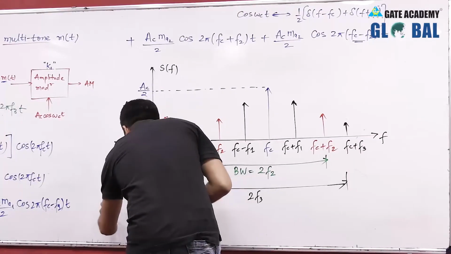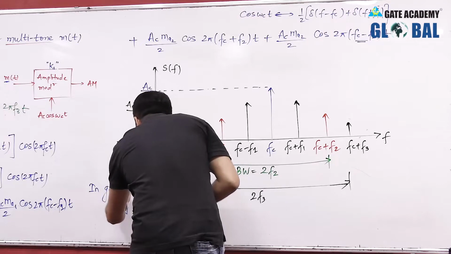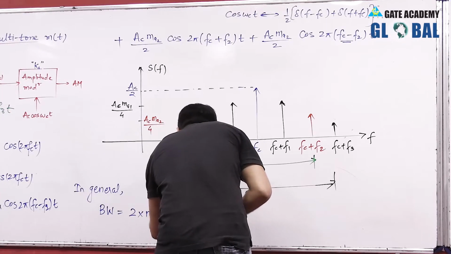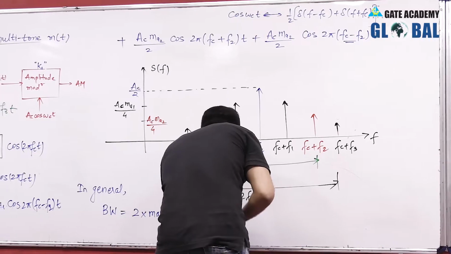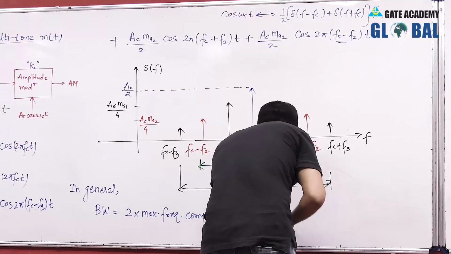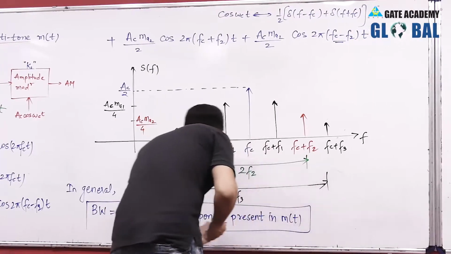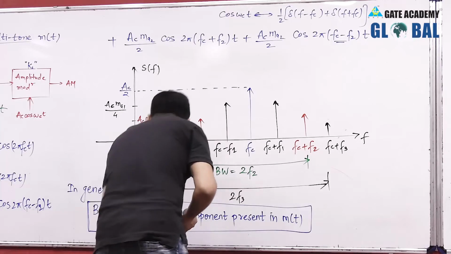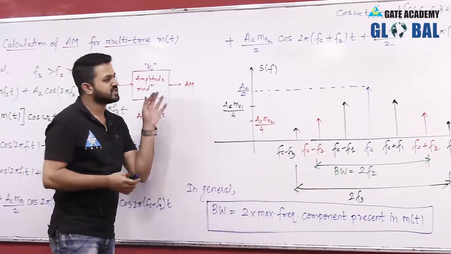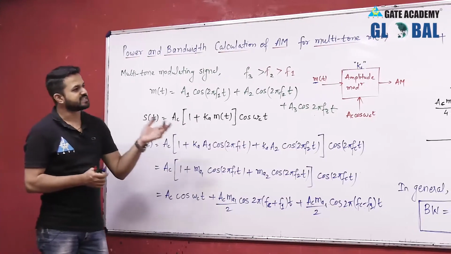So in general we can write the bandwidth as 2 times the maximum frequency component present in the message signal. Bandwidth is 2 times the maximum frequency component present in m(t) in general. So this is all about the power and bandwidth calculation of AM for a multitone signal. Now we will see the workbook questions.